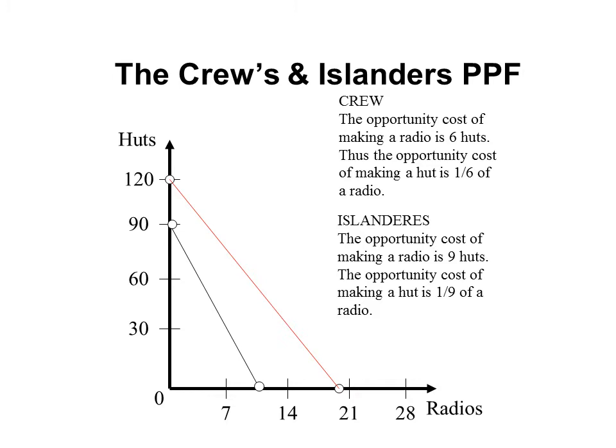The islanders will make huts and trade for radios. How many will they make? They will make 90. How do we know? Because based on their production possibility frontier, that's their limitations of production.